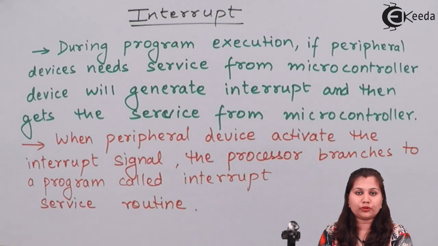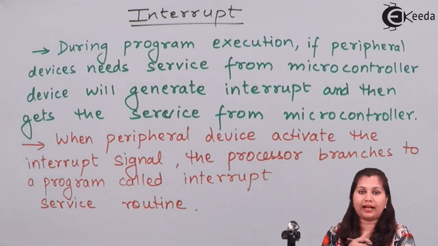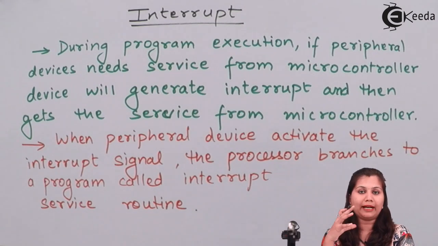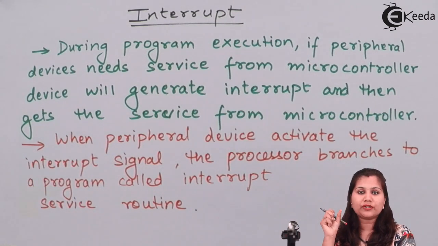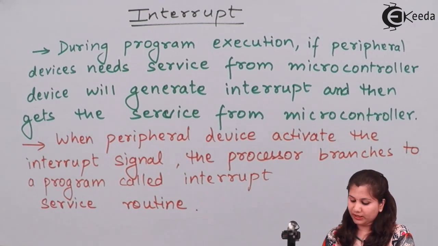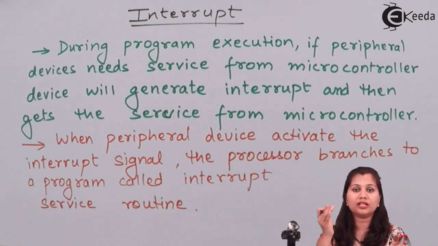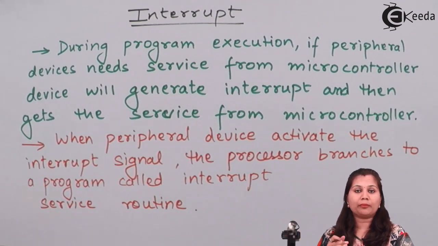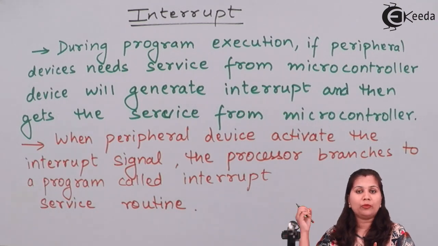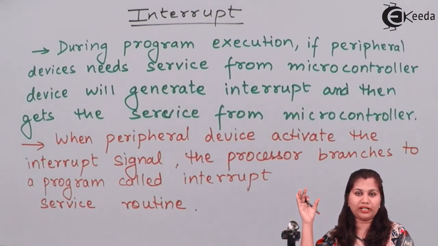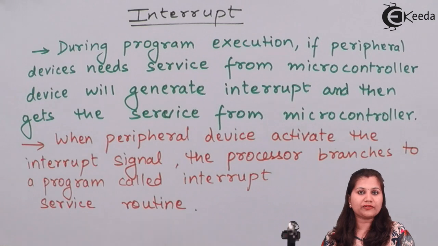Now, when the interrupt signal is generated by the peripheral device and given to the microcontroller, the microcontroller jumps to a memory location where the interrupt service routine is written. A service routine is a type of subroutine. Subroutines are short programs written at a memory location different from the main program. The microcontroller is executing the main program, and when the interrupt signal is given, it jumps to the memory location where the interrupt service routine is written.